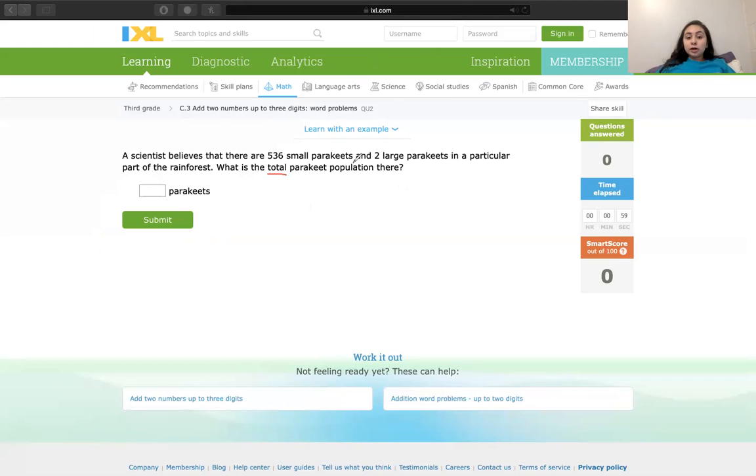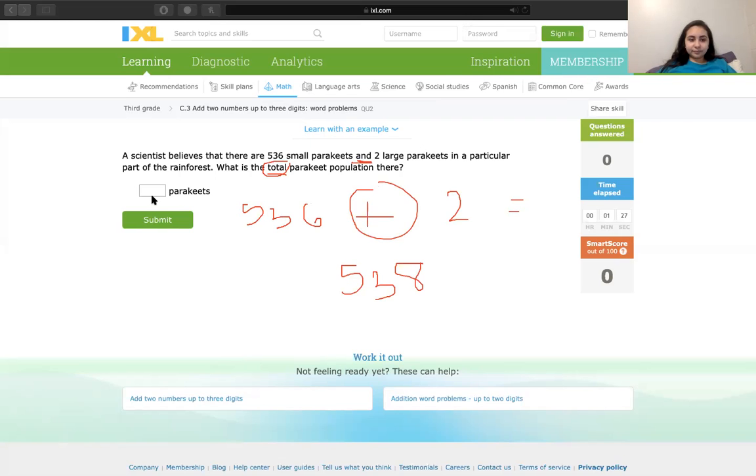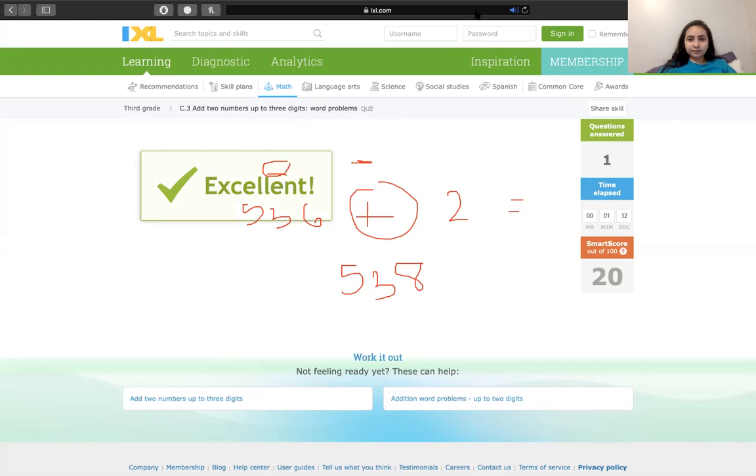Okay. The word and already tells us that we are going to add. And is an addition. And total is the equal sign. So there are 536 and that's the plus sign, 2 large parakeets. So now we do 536 plus 2, which is 538, right? Awesome.